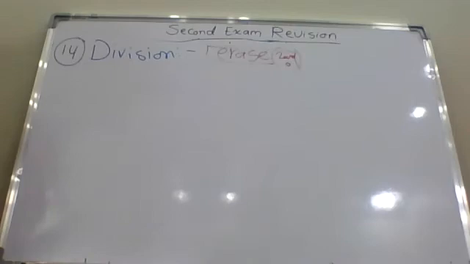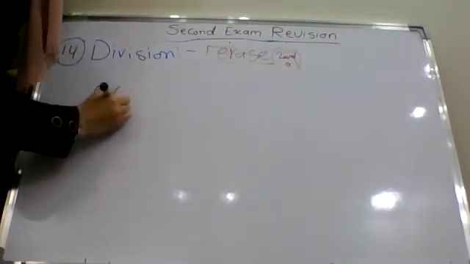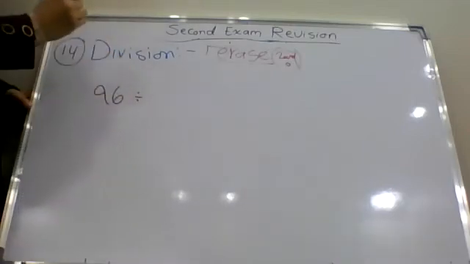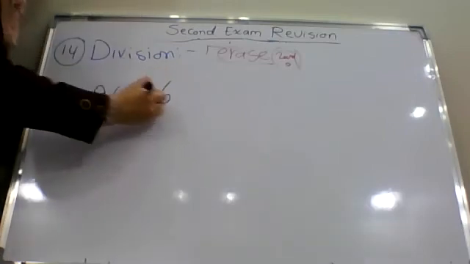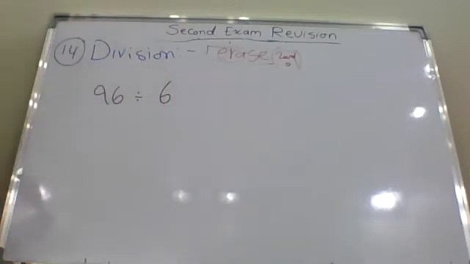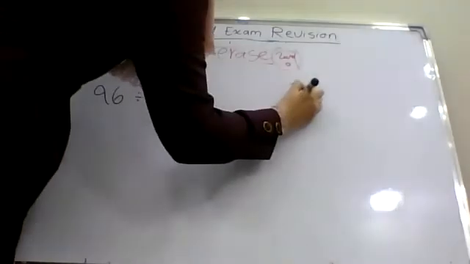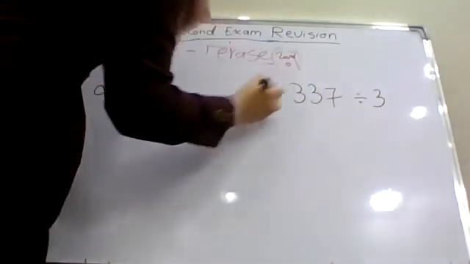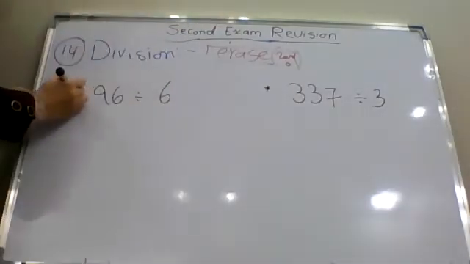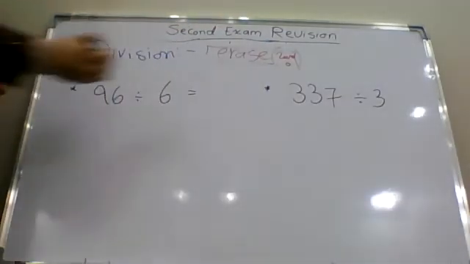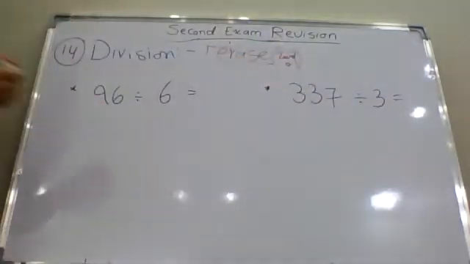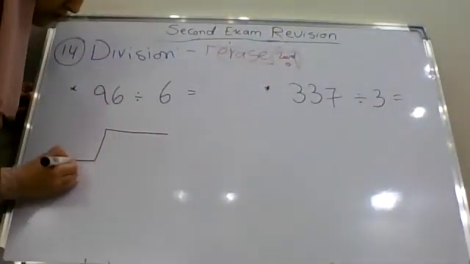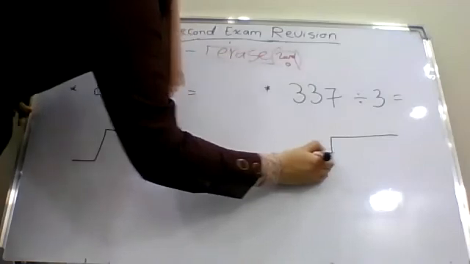Which are 96 divided by 6, and I have 337 divided by 3, I think. Sometimes we have a remainder, sometimes we do not. I usually ask you to write a long division, and we follow the steps. I will write it as a long division, and we follow the steps, okay?